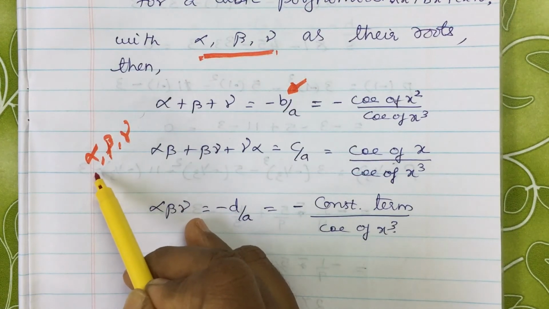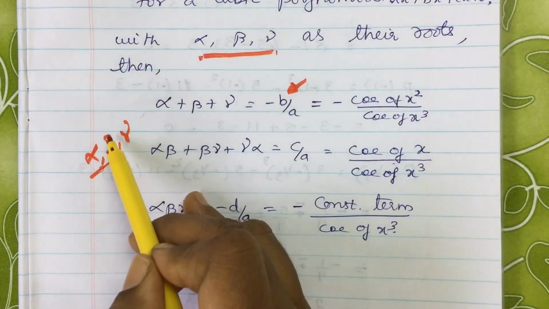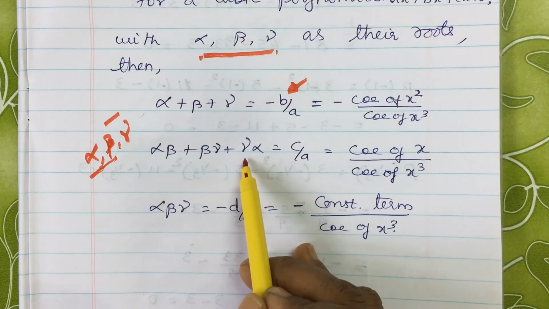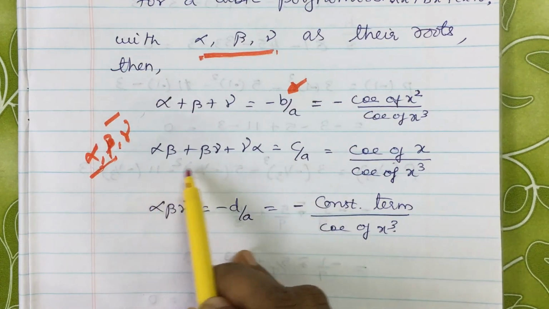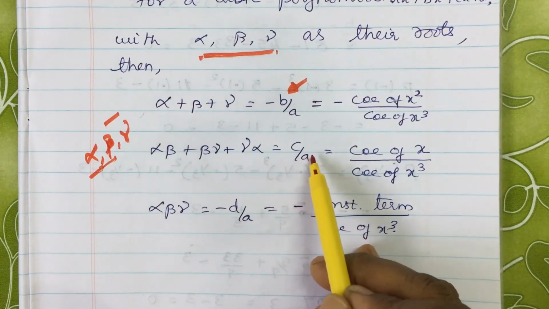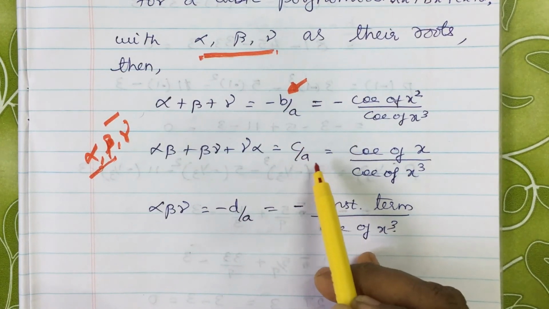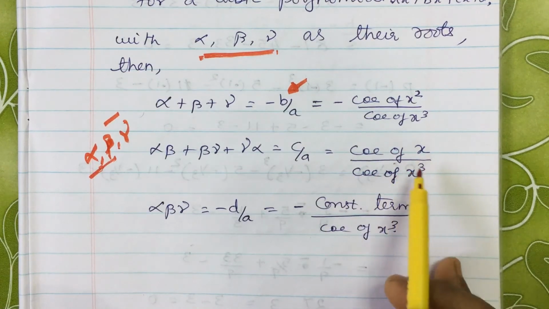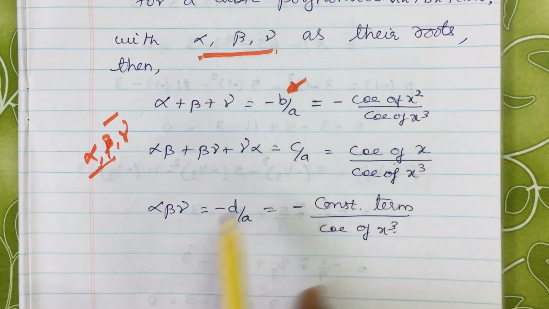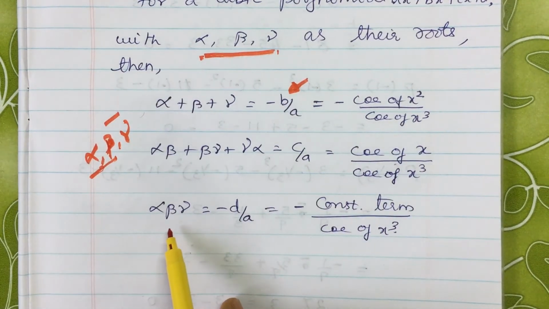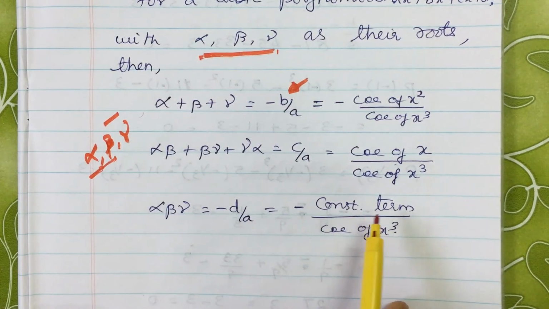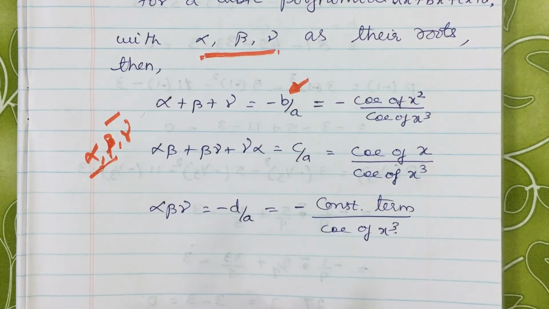At a single instance you have to take 2. Alpha, beta you have to take first time, and then beta, gamma the second time, and then alpha, gamma, and then adding up all those 3 will give you a new value, c by a. What is c? C is the coefficient of x and a is the coefficient of x cube. All these are with respect to the cubic equation. Then the final term is as usual alpha, beta, gamma, that is minus d by a, that is equal to minus constant term divided by coefficient of x cube, right?